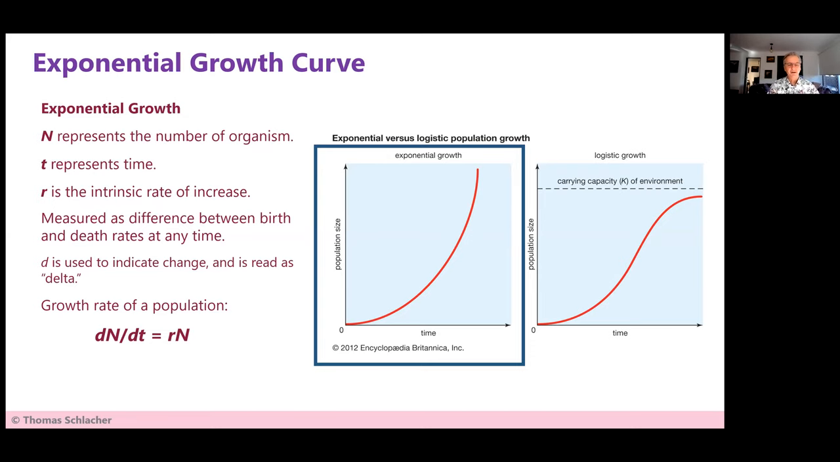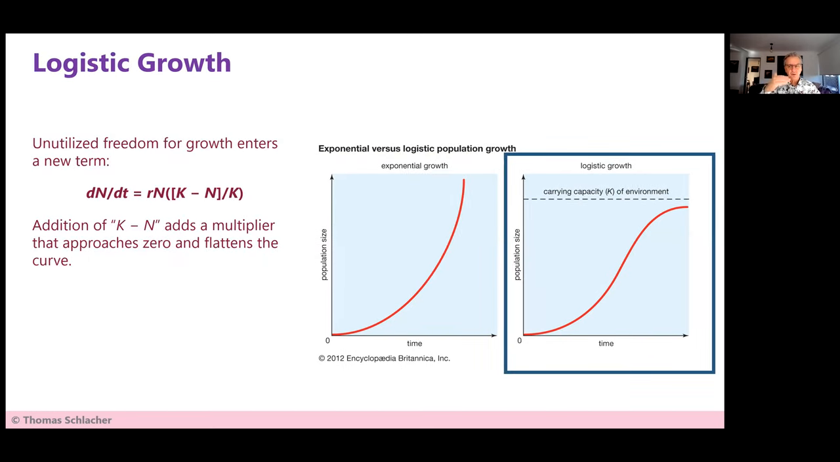And it's basically saying that the change in numbers, dN over dt, so this is change in time, change in numbers, is the intrinsic growth rate times the number of individuals. So that means the more individuals you have, even if the growth rate stays the same, the intrinsic growth rate, the more individuals you have, the faster it will grow, and that's why it shoots up into the sky.